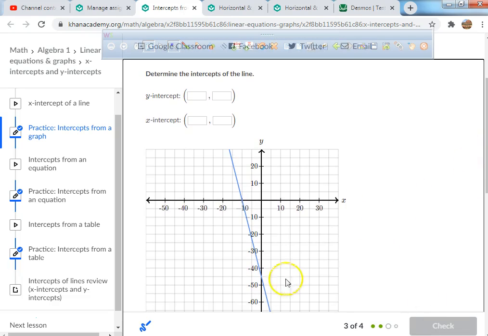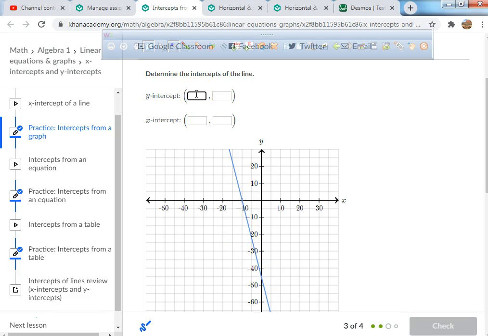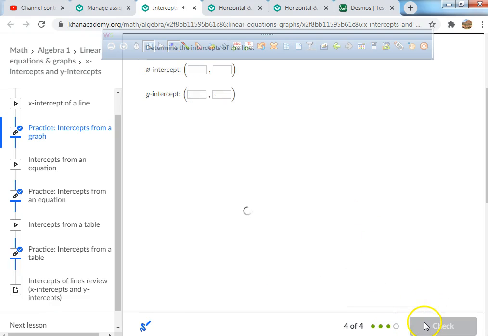Y-intercept. Looks like I'm hitting right there at -45. So I'm going to type in 0 and -45. Because it's right there, and then this one looks like it's right there at -10, 0. Okay, -10 and 0. Just remember, for the x-intercept, your y is always 0, and for the y-intercept, your x is always equal to 0. It's very, very important that you know how to plot your ordered pairs.